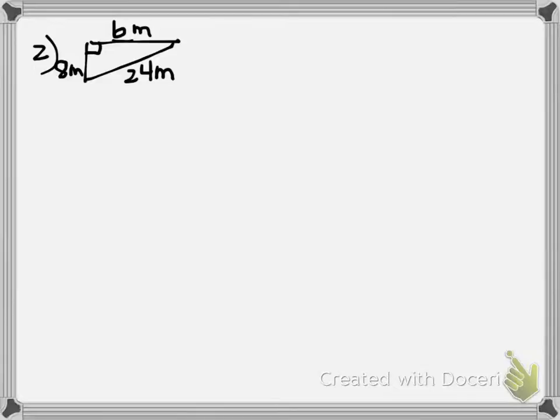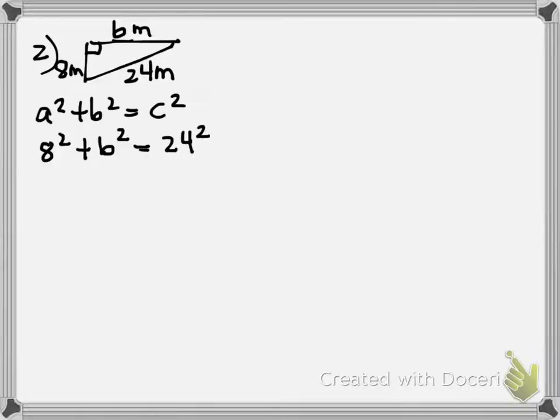So again, we're going to start with a squared plus b squared equals c squared. So the a is the 8 because it's one of the legs. b stays b because we don't know what it is. And the hypotenuse, the one opposite the right angle, is going to get squared. So we start by doing whatever math that we can do. Well, 8 squared is going to give me 64. I cannot take b and square it because I don't know what b is. And off to the side, I can figure out what 24 squared is.